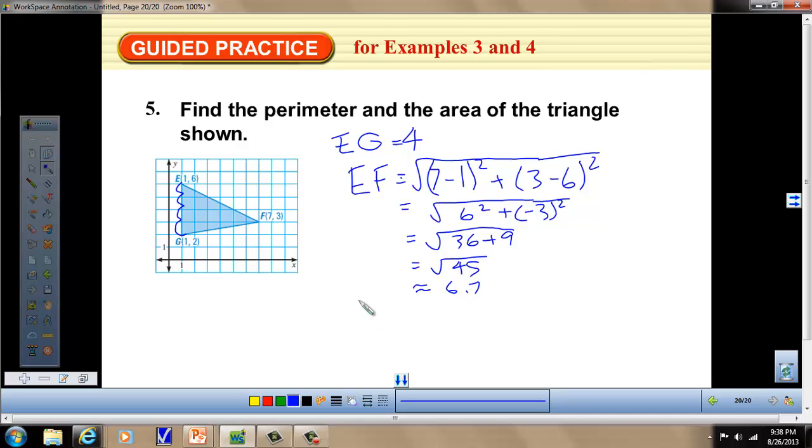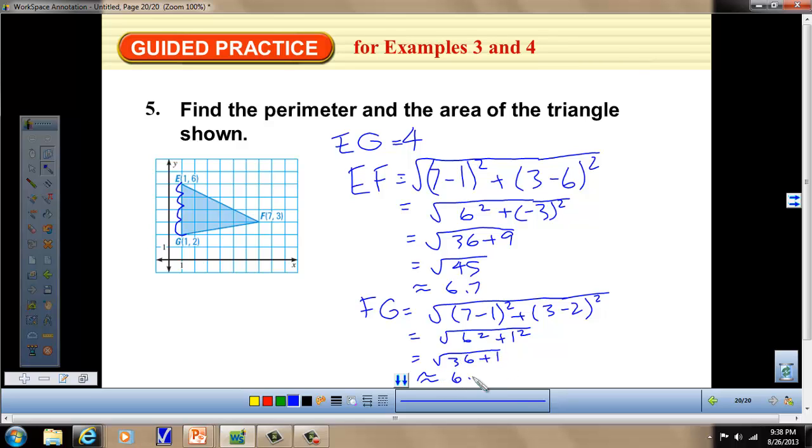Then we do the same for FG. And for this one, we can say 7 minus 1 squared plus, and this time we'll do 3 minus 2 squared. So that gives us 6 squared plus 1 squared. This is the square root of 36 plus 1, which is approximately 6.1.